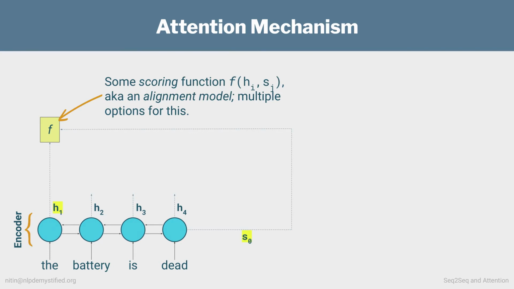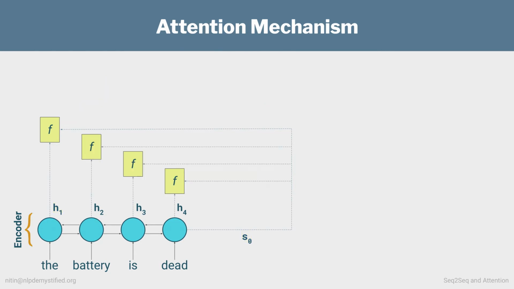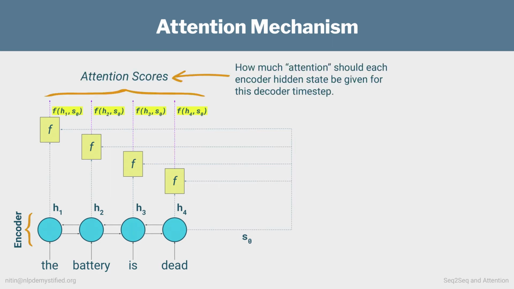The difference begins here. Rather than being fed only to the decoder, S sub 0 now goes into some scoring function f, which takes S sub 0 and the first hidden state. There are multiple options for the scoring function, which we'll get into, but for now, just think of it as a function that outputs a scalar, indicating how much attention the decoder should give to the first hidden output. This scoring function is also known as an alignment model. The same scoring function is then applied to S sub 0 and each of the hidden states. This will result in a collection of attention scores, and reflects how much attention each encoder hidden state should be given at this decoder time step.